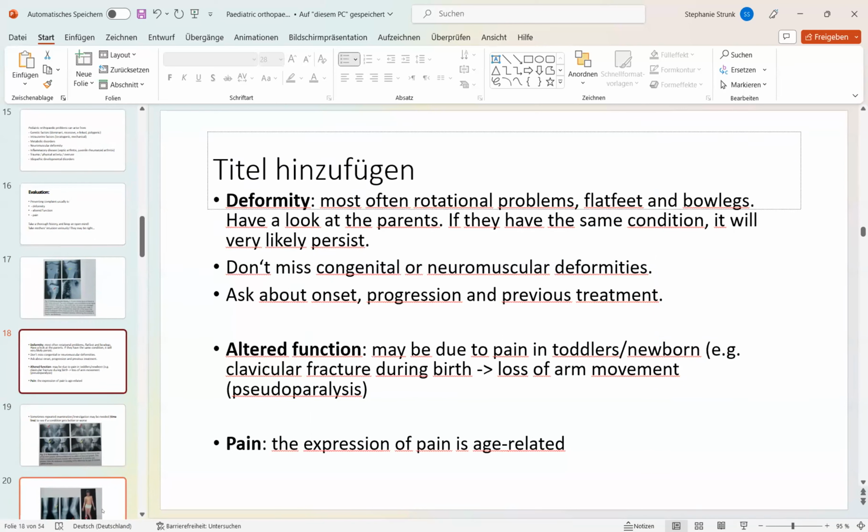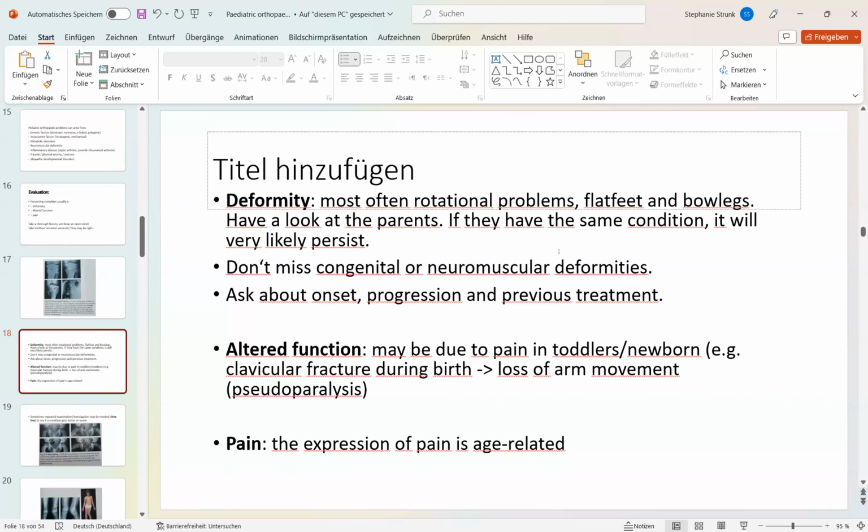So deformity, most often it's a rotational problem, flat feet or bow legs. And in this case, have a look at the parents. If they have the same condition, it will very likely persist. It's very hard to fight against genetics. And if it's something which is not really harmful, tell them this is not really a bad problem and can happily be ignored. But grandma has the same. Yes, one more reason not to do anything, because I can't change genetics. And not everything that doesn't look like everybody else's is really pathologic.